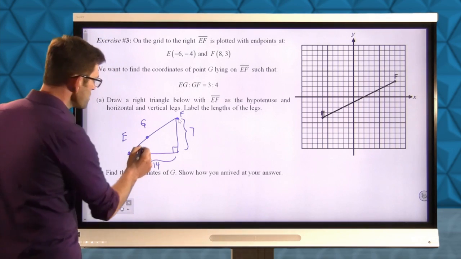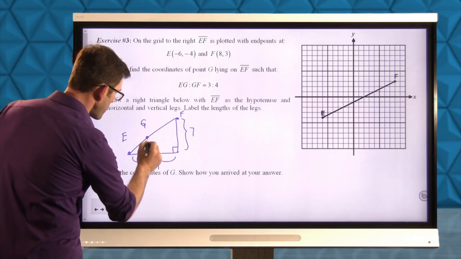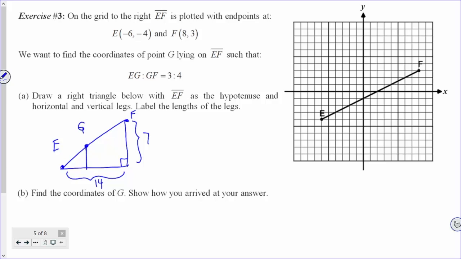Now, what that allows me to do, though, is draw this vertical line down like this, okay? Now again, that's going to be parallel to that one, okay? And I can now call this 3x and 4x.